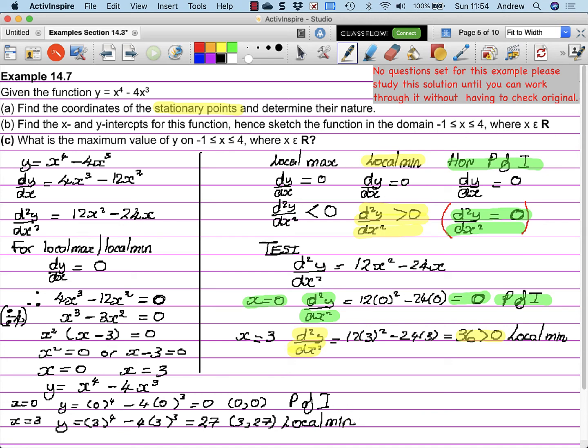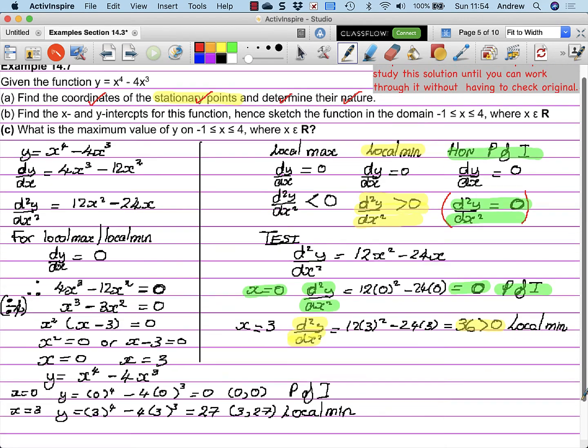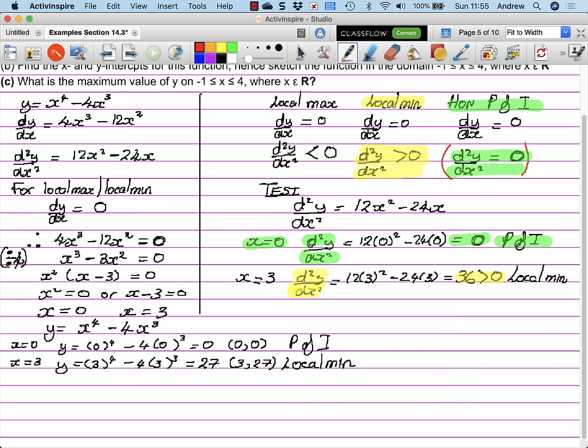As you may have gathered, this is a section B question. So find the coordinates. Did we find the coordinates? Yes, we did. Of the stationary point, yes, we did. And we determined their nature, yes, we did. So now what we're working at is we're looking at the x and y intercepts. So we're now looking at the x and y intercept.